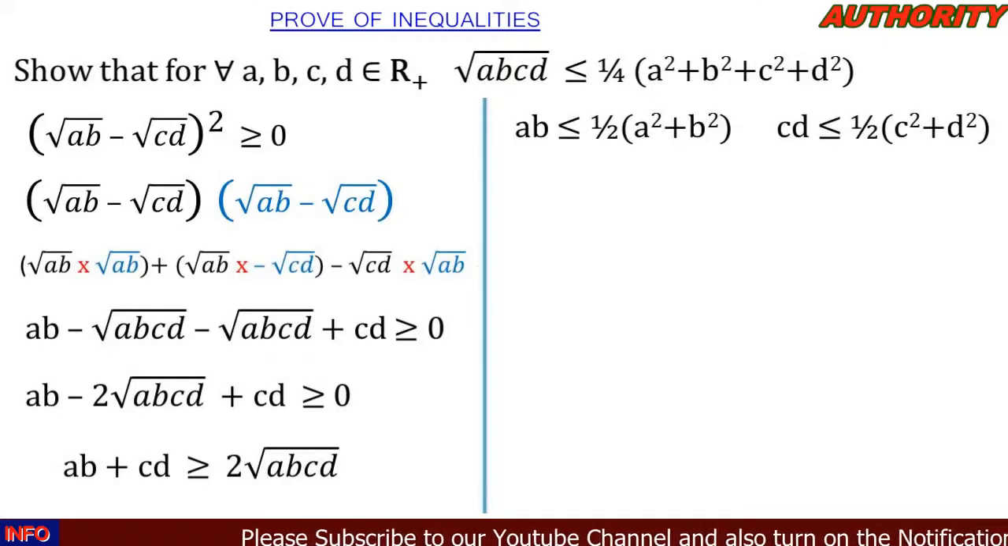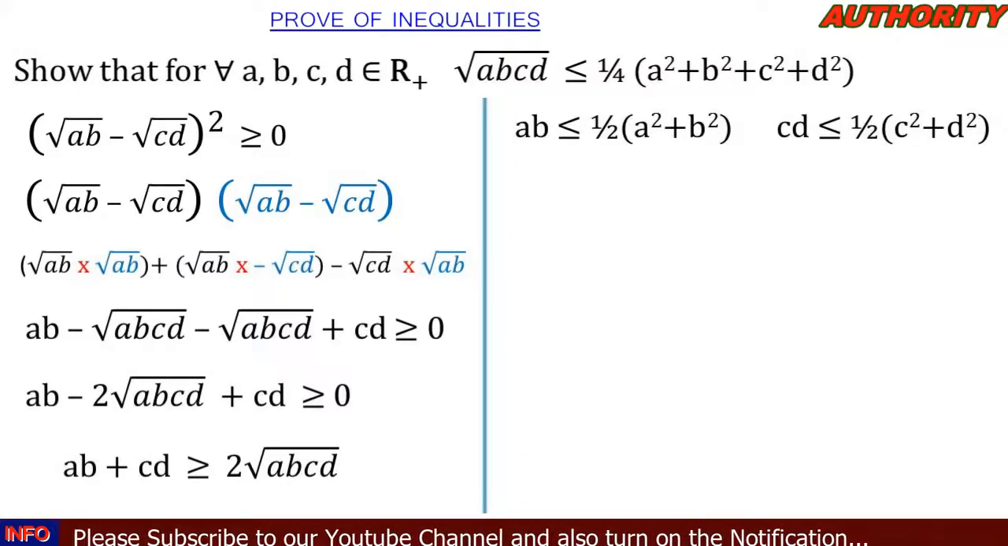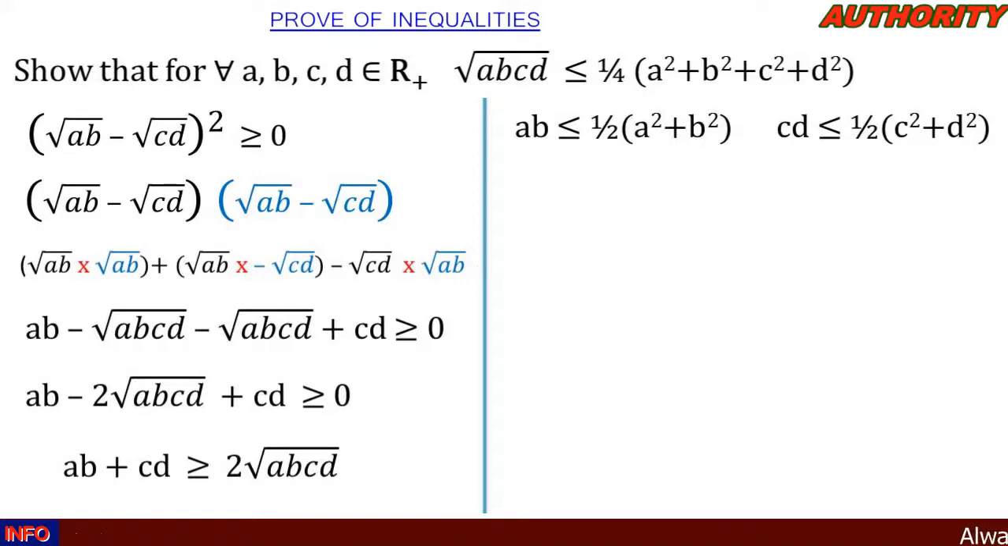So 4 plus 9 is equal to 13, 13 all over 2. So 13 divided by 2 is equal to 6.5. So you discover that 6 is less than or equal to 6.5. So that is exactly what we are saying here. We say that AB or A times B is always less than or equal to half of a² plus b².